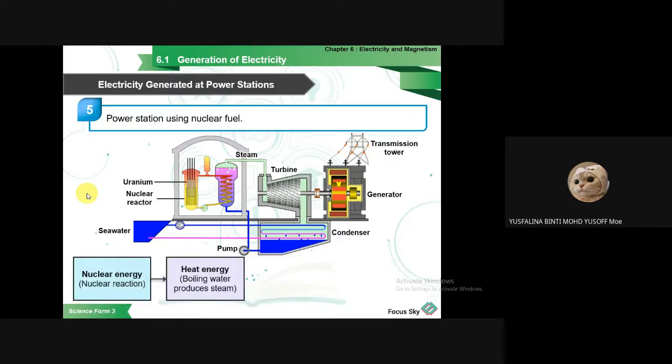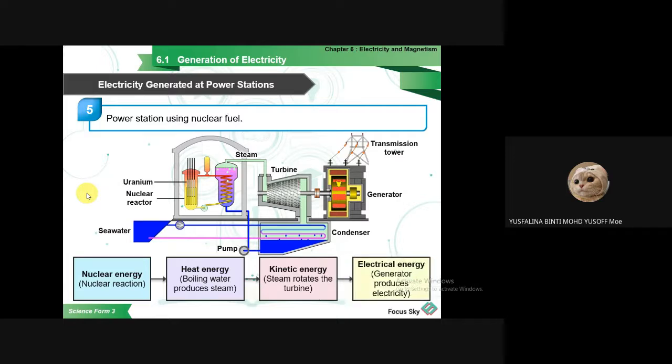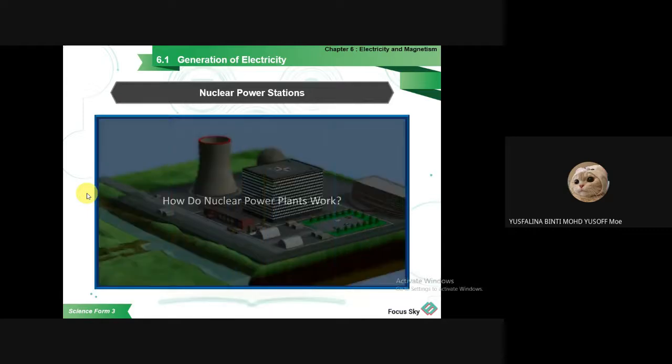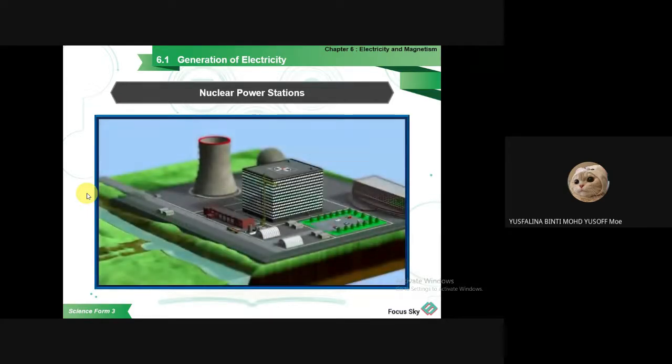So nuclear energy changes to heat energy, and then changes to kinetic energy because the turbines start to rotate, and then after that you produce the electrical energy that is produced by the generator. This is a nuclear power station. The nuclear reaction will occur at this place.